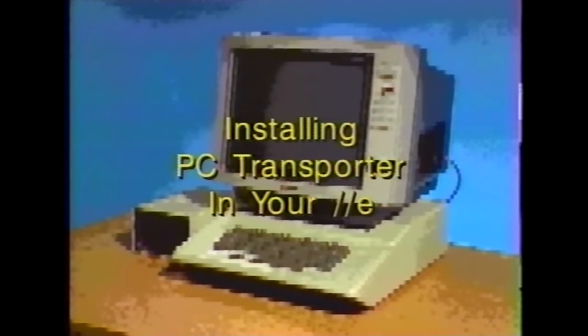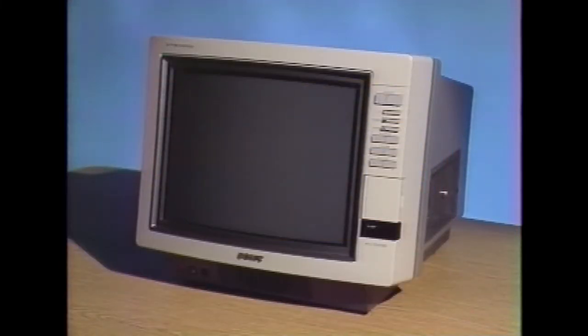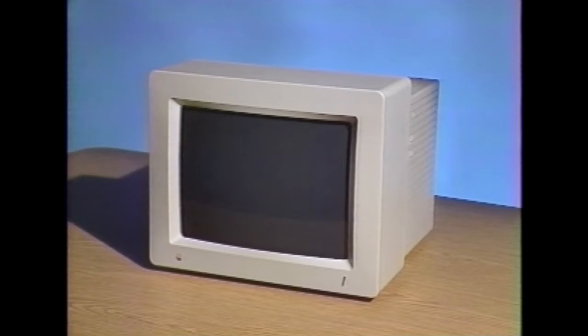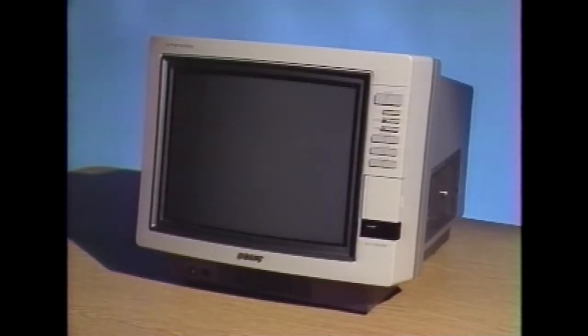Installing PC Transporter in your IIe. You have three choices for video output when using the PC Transporter with the IIe. If you have an analog RGB monitor, such as the Apple Color monitor commonly sold with the 2GS, or the Sony monitor sold by Applied Engineering, you can use it for both Apple and PC Transporter video. Refer to the IIe cable installation section of the manual for details about using an analog monitor.